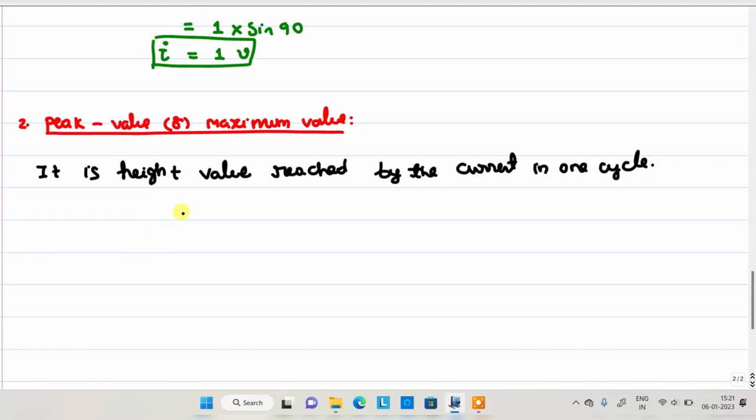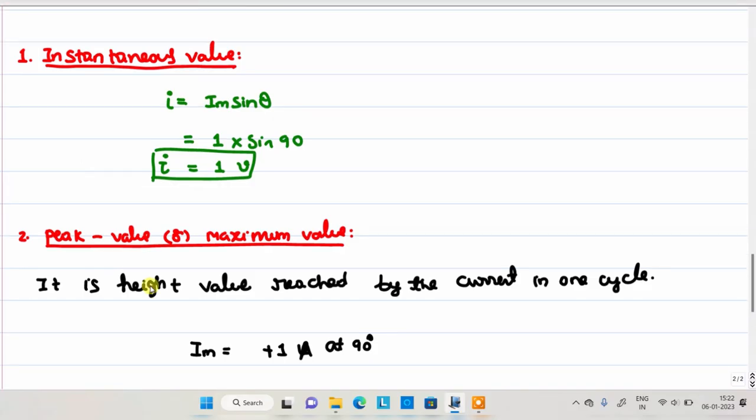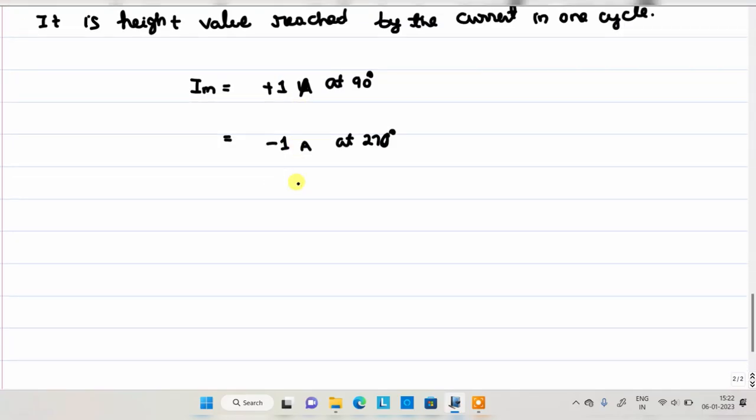In that particular case, two maximum values are present. What is the first case? At 90 degrees, what is the maximum value? +1 ampere, for example. At 270 degrees, what is the maximum value? The maximum value is -1. For example, it is a current, so it is amperes. If it is voltage, volt. In this case it is not volt, it is ampere. I am considering the ampere case, the current case. Okay, clear. Next, third one.